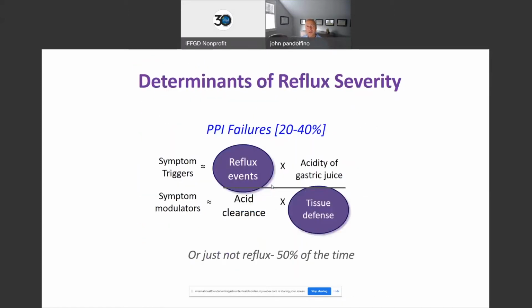The other reason people may fail PPIs is that they actually don't have reflux. It's really important to think about this, because many people come in with heartburn or chest pain, and they actually have a completely different disease state. So when people are not getting better on good, effective PPI therapy, we have to think that maybe we're barking up the wrong tree.